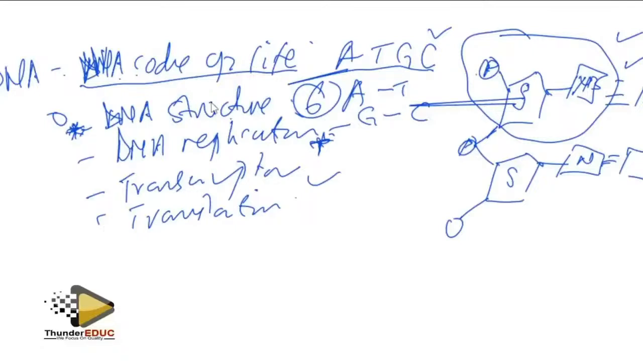But when you're talking about DNA replication, two strands act as a template, while in transcription, one strand is acting as a template. Then, adenine goes with uracil, adenine goes with uracil, and then guanine goes with cytosine. Then this messenger RNA moves out of the nucleus via the nuclear pore to the ribosome.